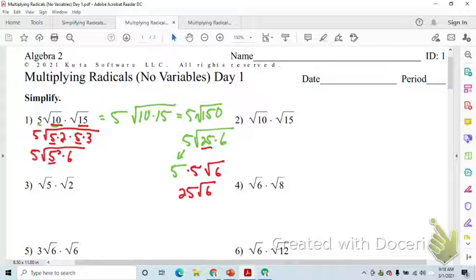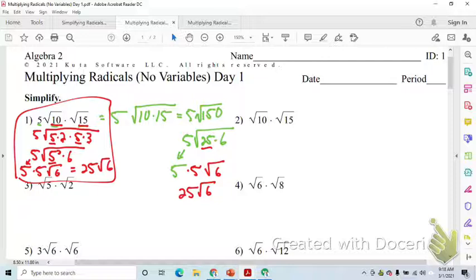What's the square root of 5 squared? Well, 5. So there's a 5 from that one, and then this 5 comes out. 6 stays in, so that's going to be 25 root 6. It might be easier to go this way because you don't need as big of numbers.